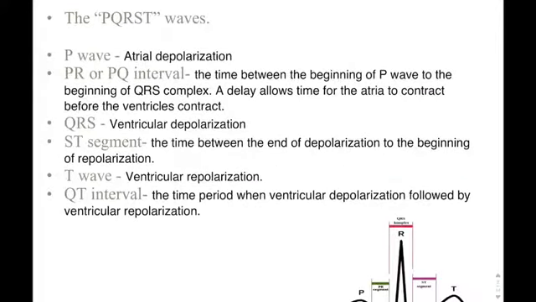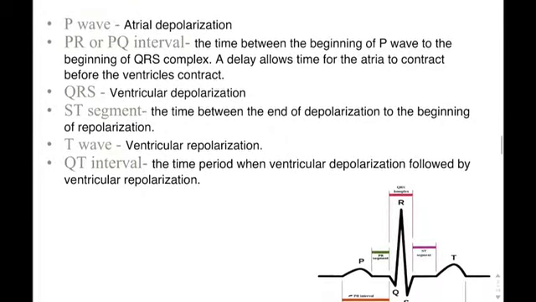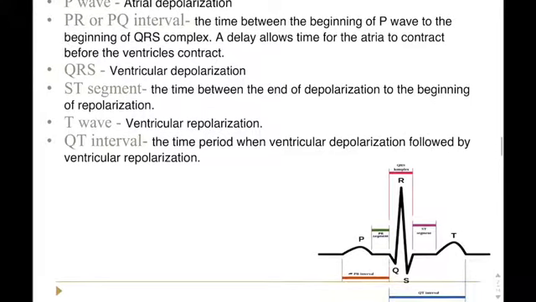Now we'll talk about the waves that are formed by the ECG. The first wave we'll talk about is the P wave, which is atrial depolarization, but no contraction occurs here. Okay. After that, we have the PR interval, which is the time between the beginning of the P wave and the beginning of the QRS complex.